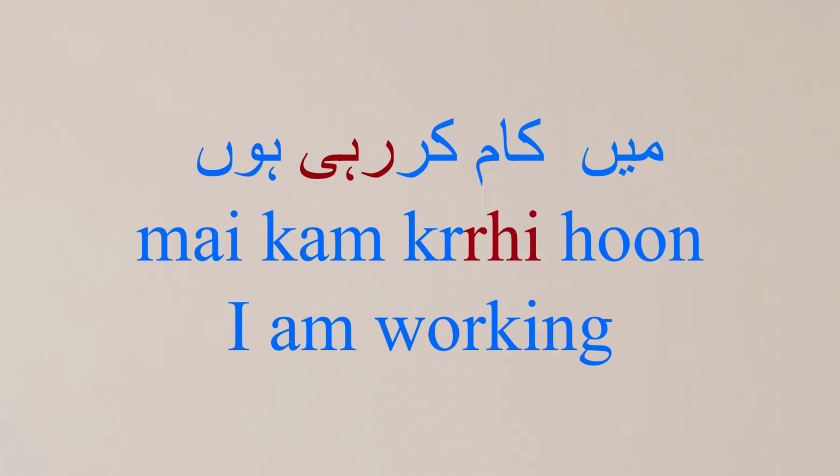Now let's conjugate it in a present continuous tense. मैं काम कर रही हूँ. I'm working. When you're speaking very fast, you don't have to say it like that. You can just say मैं काम कर रही हूँ. Like that. Very fast. That's how a lot of people say it. They don't really enunciate each word. मैं काम कर रही हूँ. I'm working. मैं आराम कर रही हूँ.